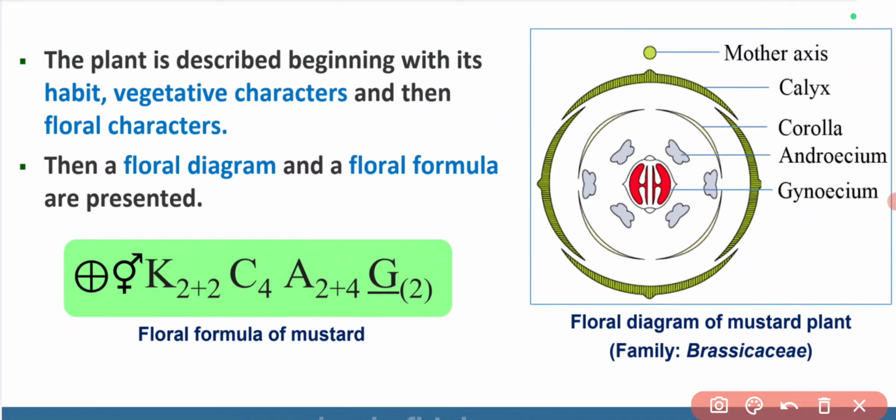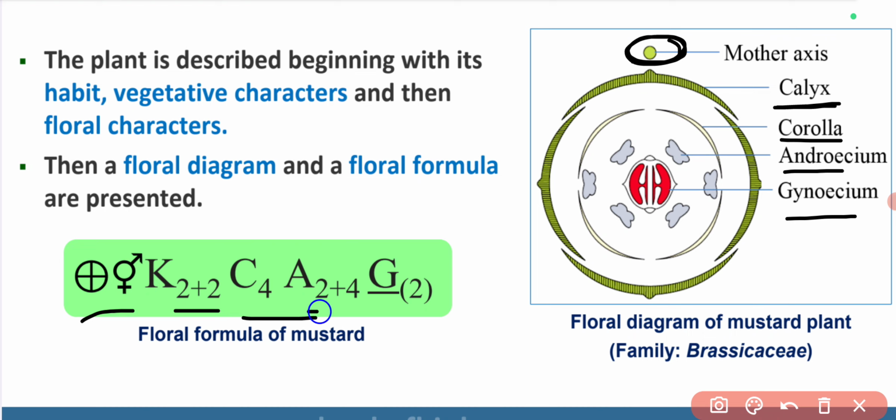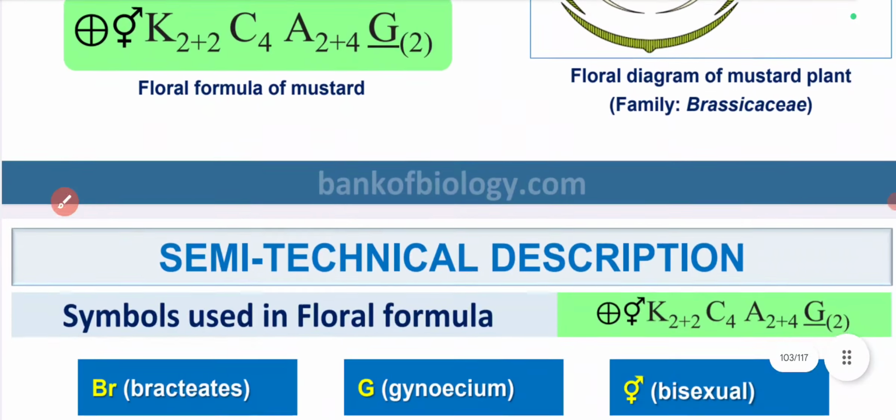Here you can find the mother axis, which means it's the point where the particular flower is attached to the branch. Then the calyx, corolla, androecium, gynoecium, arranged like this. Okay, so what do the symbols mean? 2, 2, 4, like this. It comes to the next step, next page.